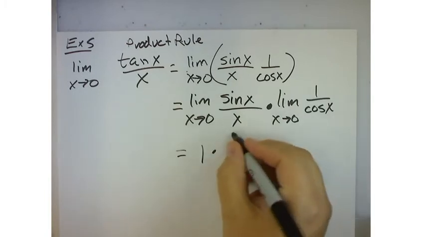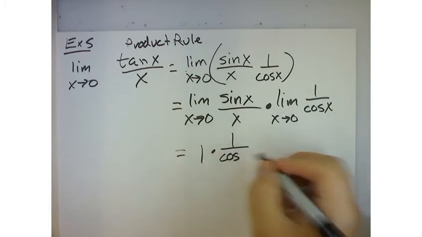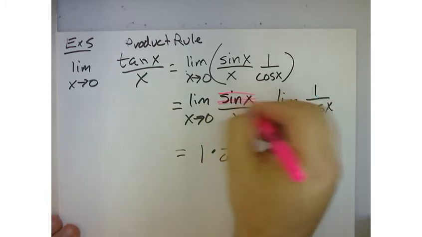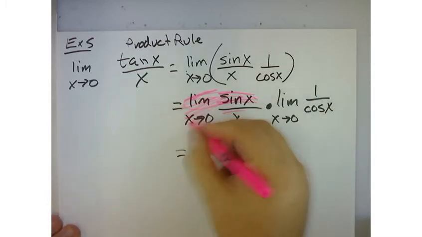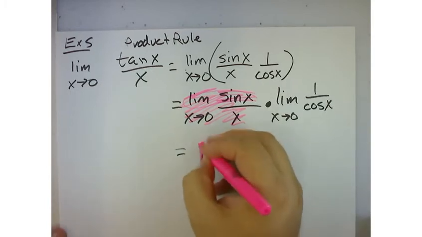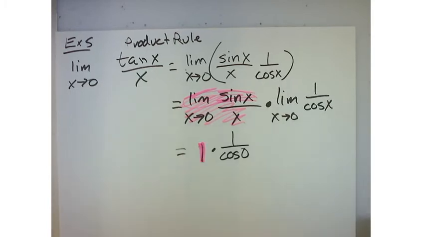So we have 1 over cosine of 0. Okay? You're going to have to memorize this. This will come up definitely for sure. This whole thing here. Wait, Mr. That equals 1. And I'll prove that to you a little bit later.